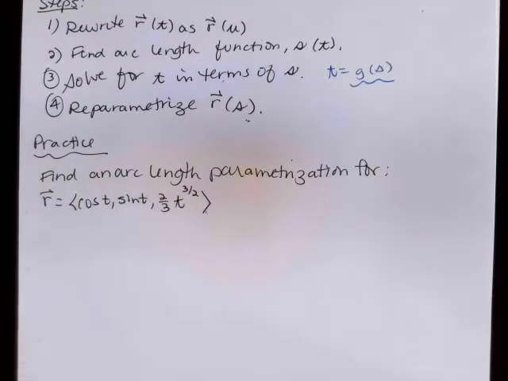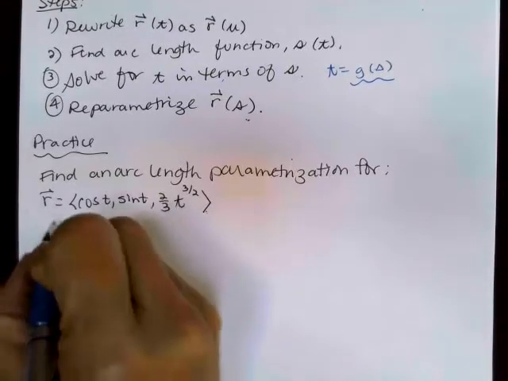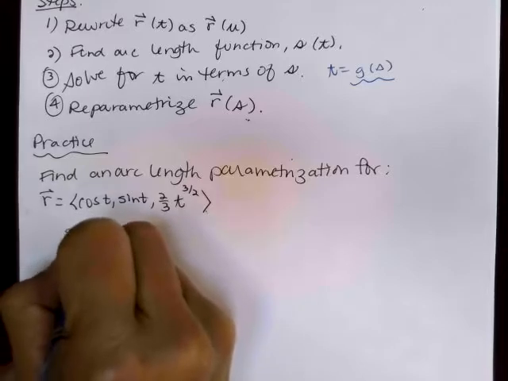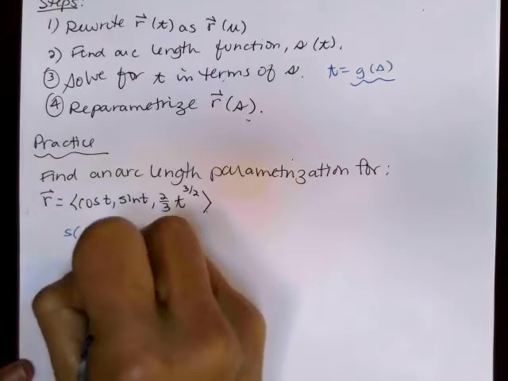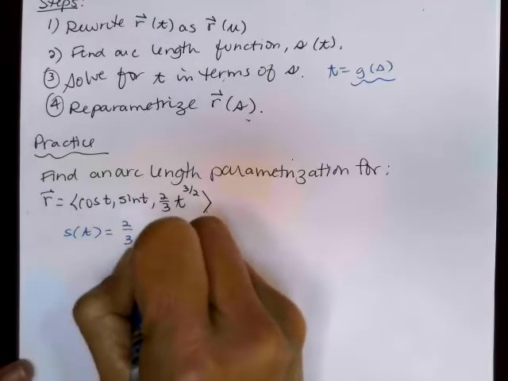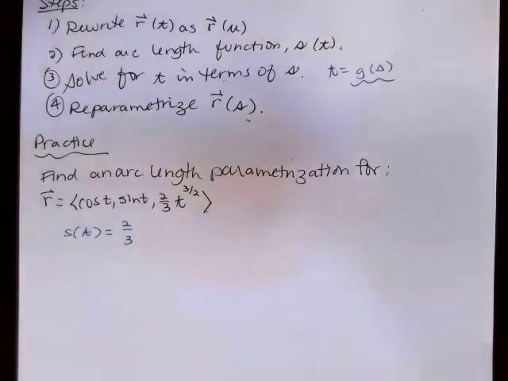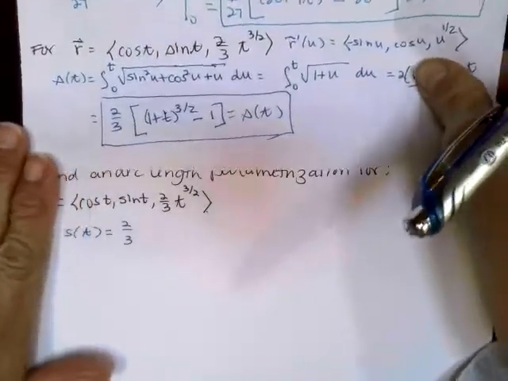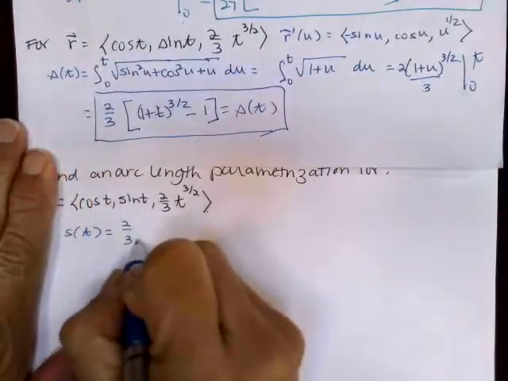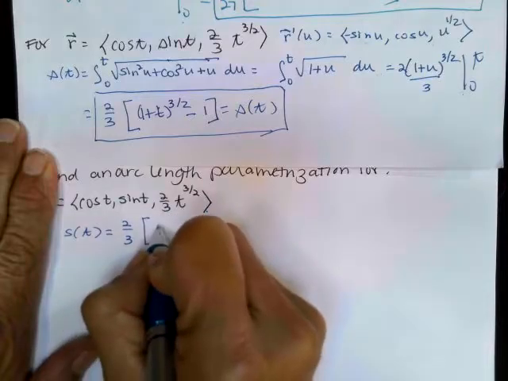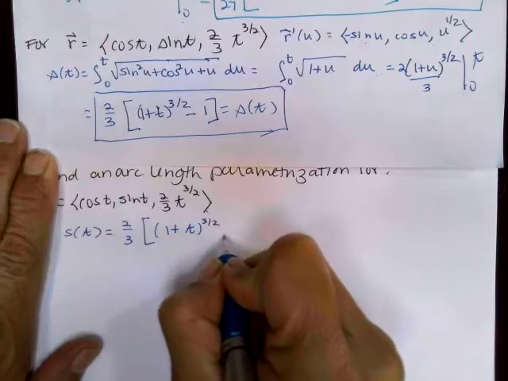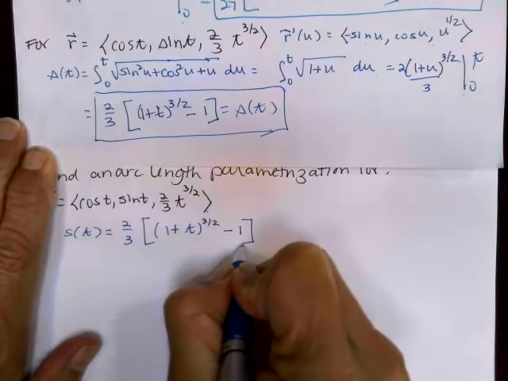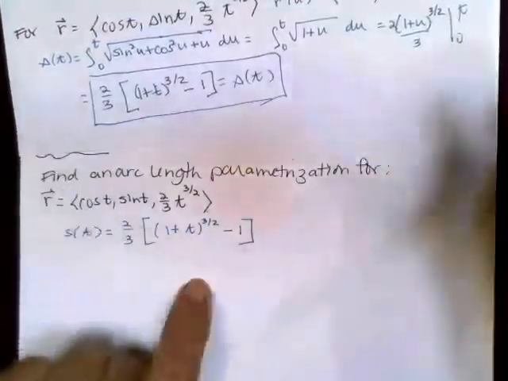I am going to totally cheat because we did just do that. So our arc length function we have from the page before. Our arc length function s of t is equal to 2/3 times the quantity 1 plus t to the 3/2, minus 1. Hold on, I've got it here, but I'm having a hard time copying it from side to side. And there's my r.